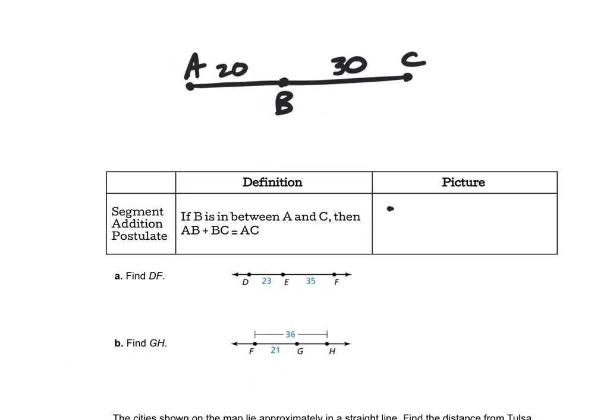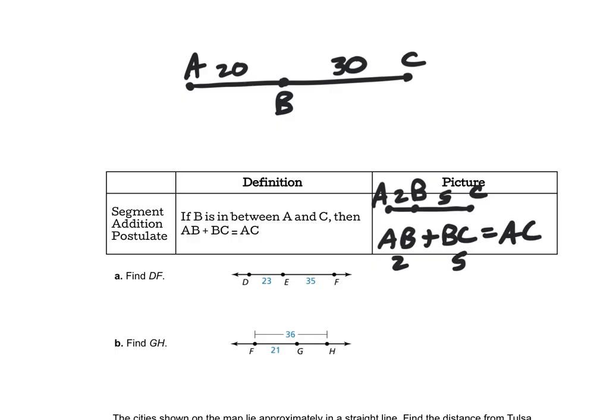A really quick and easy picture down here. Let's go A, B, and C. So we got 2, we got 5. AB is 2, BC is 5, so AC would be 7, yeah. That would be our length. Okay.